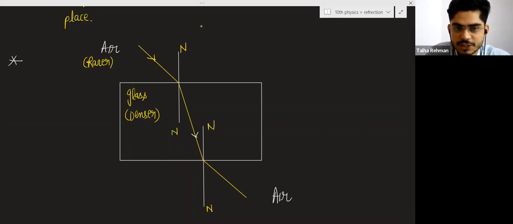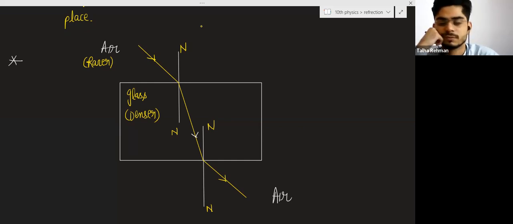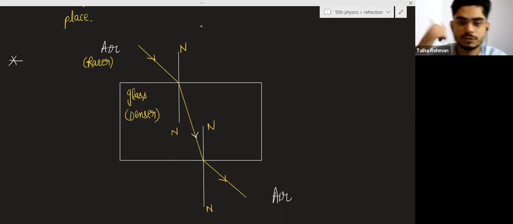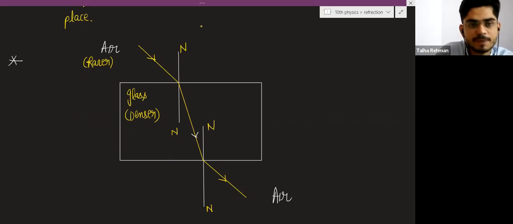So this is the incident ray. This is the refracted ray. This is the incident ray. This is the refracted ray. So this can also happen. So you can see the initial path of the light.